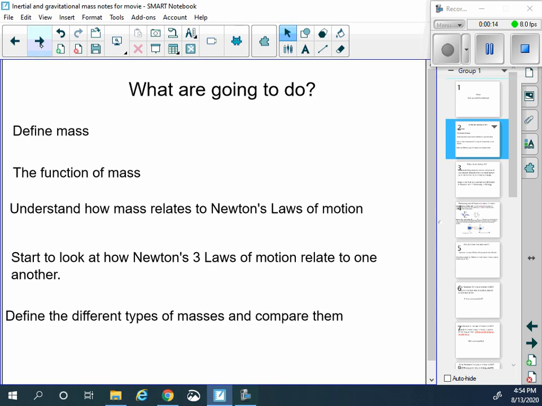What are we going to do? In this presentation, we are going to define mass. We're going to look at the function or functions of mass. We're also going to understand how mass relates to Newton's laws of motion. We're going to start looking at how Newton's three laws of motion all relate to one another. And we're also going to define the different types of masses, because there is more than one type of mass, or at least more than one type of definition for mass, and we're going to compare them.